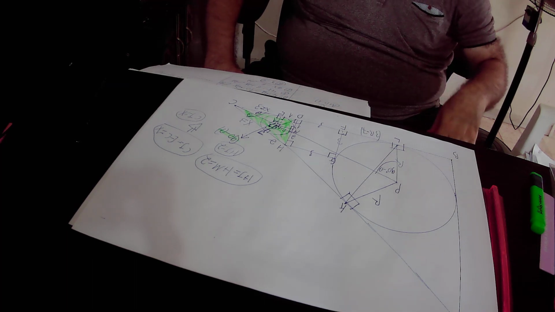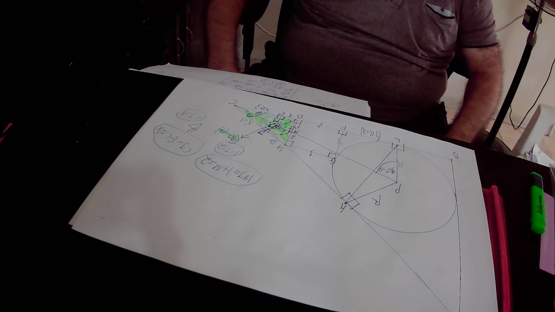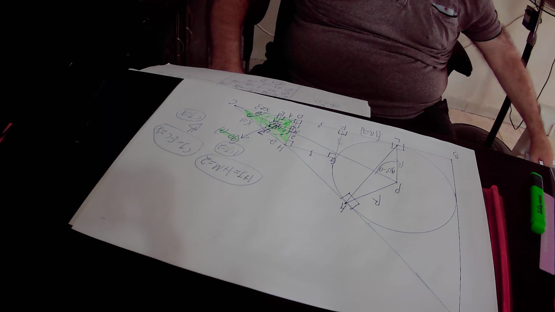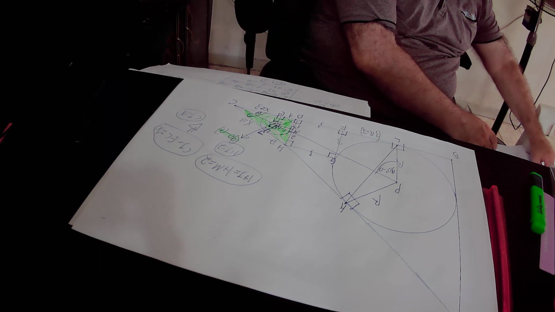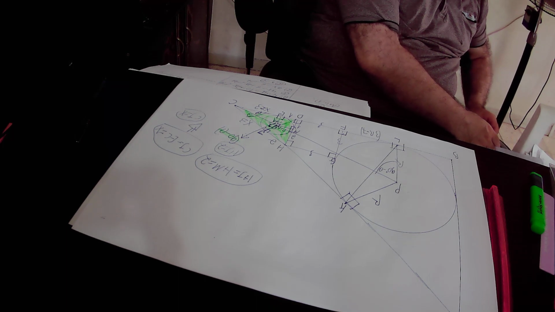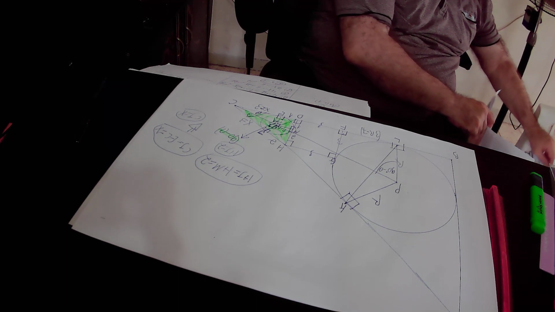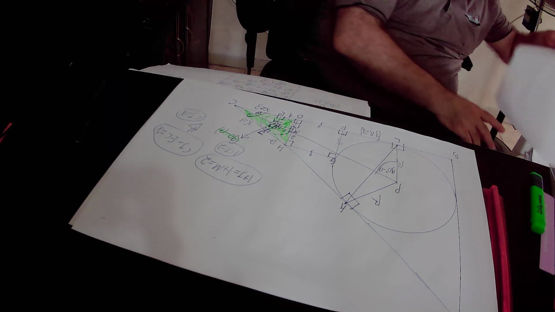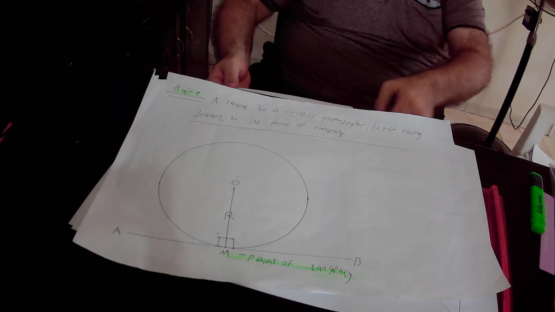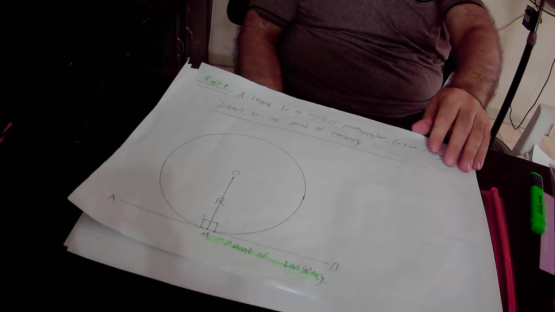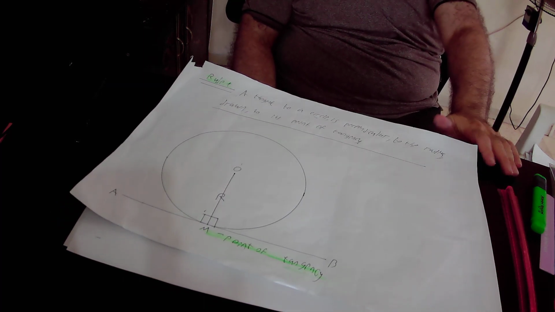Okay, so we actually used 3 rules in order to solve the question. The first rule was that a tangent to a circle is perpendicular to the radius drawn to its point of tangency.